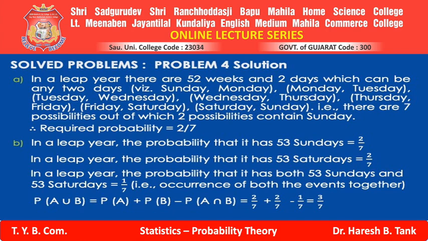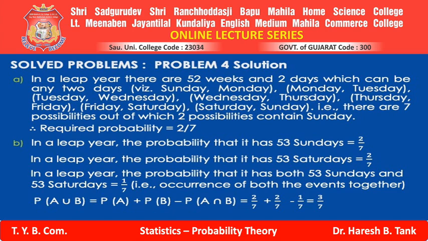Since the connector is AND, what is to be done? Occurrence of both the events together. Occurrence of both the events together means Sundays and Saturdays should remain together. How many options are there? There is only one case where Saturday and Sunday comes. So the probability of that event becomes 1 by 7.